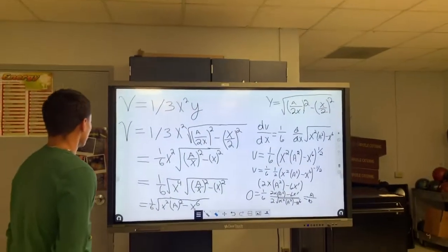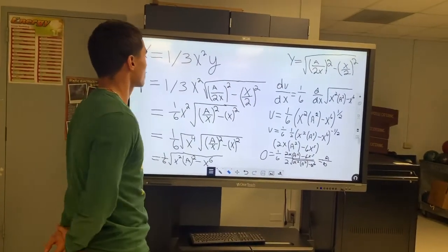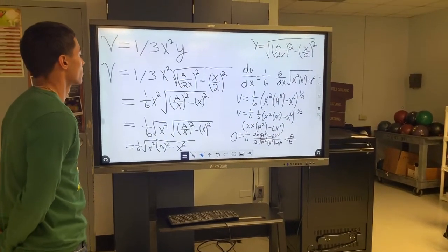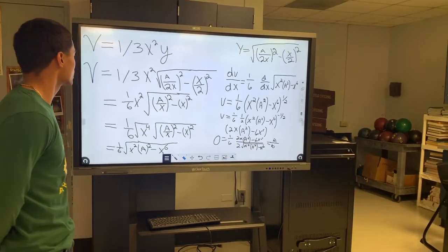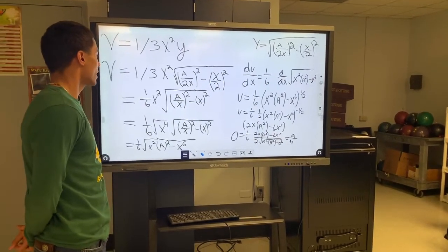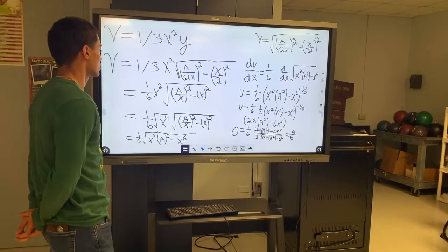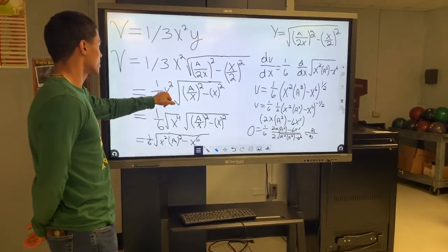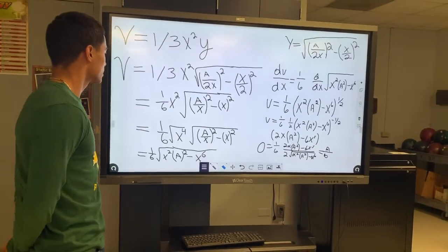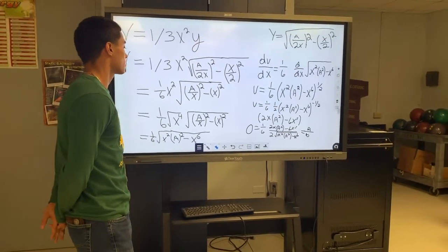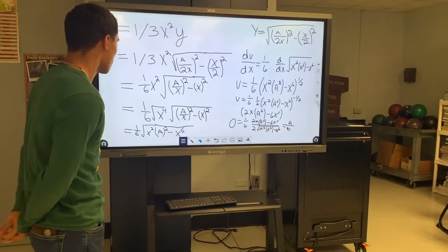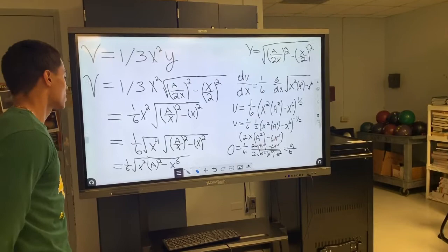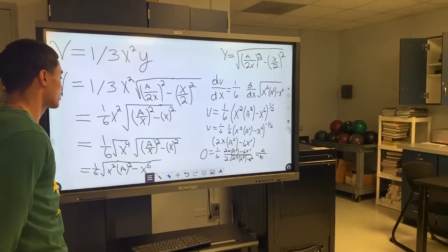That gives us V equals 1/3 x squared times the square root of (A over 2x) squared minus (x over 2) squared. Get rid of the 2's in the denominator, and to that we have to multiply the outside by 2. That'll get rid of these 2's, which gives us 1 over 6 x squared times the square root of A squared over x squared minus x squared. To get the x's on the inside of the radical, we turn this one into its radical form, which gives us 1 over 6 square root of x to the 4th times the square root of A squared over x squared minus x squared. Now to multiply this into the radical, you get 1 over 6 square root of x squared times A squared minus x to the 6th.